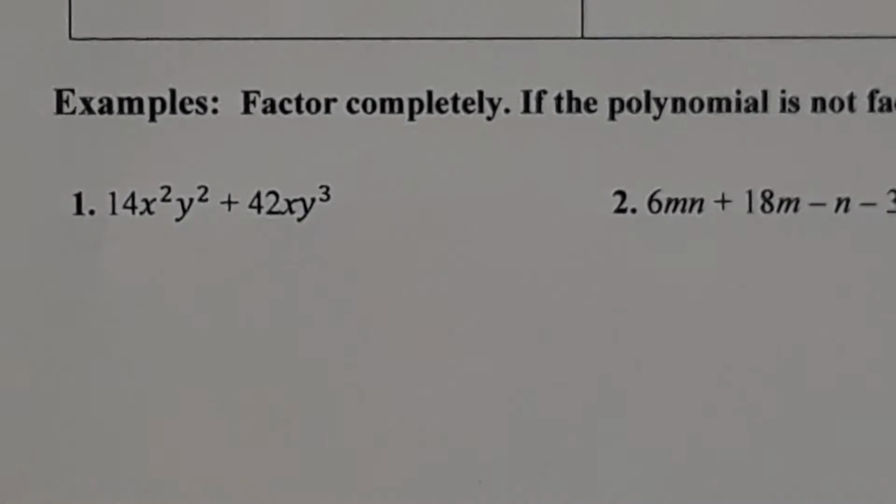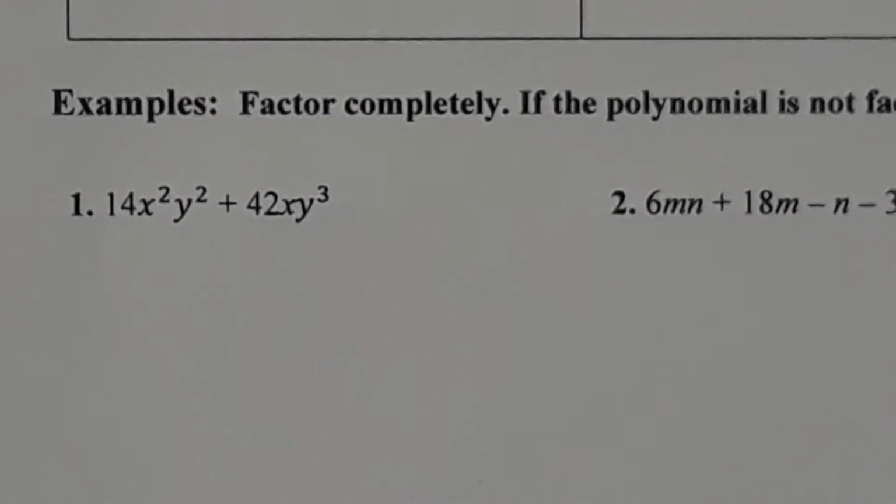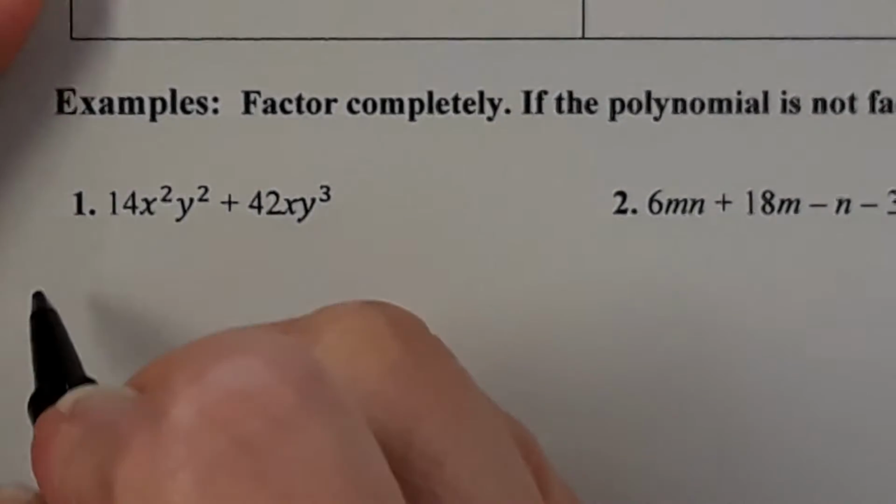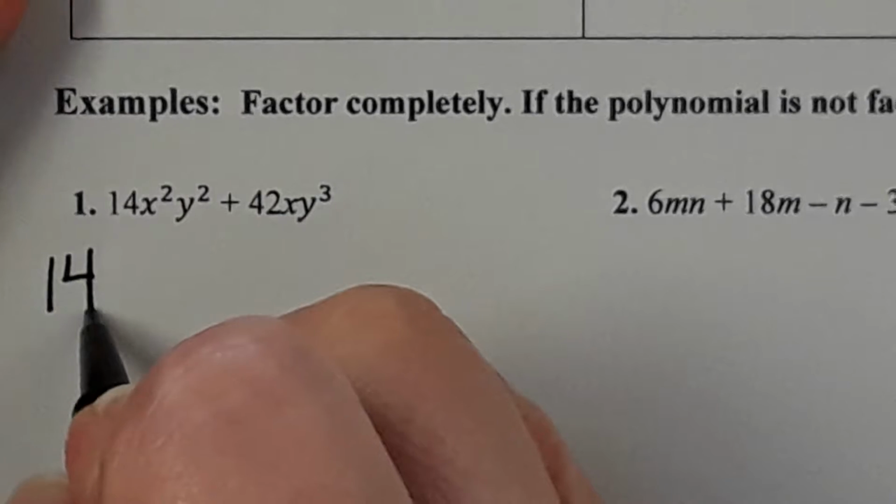Okay, so right here, it does not matter how many terms you have. The first thing I always want you to look for is the GCF. So I always want you to look to see if they have something in common. I'm going to start with 14 because that's the smaller of the two numbers. And I'm going to ask myself, does 14 go into 42? It does. So I'm going to pull out a 14.